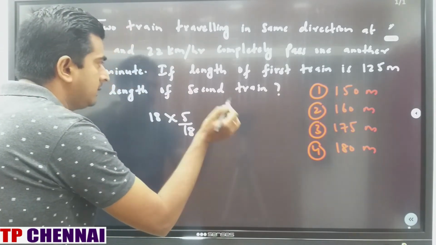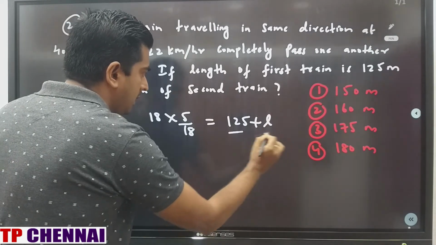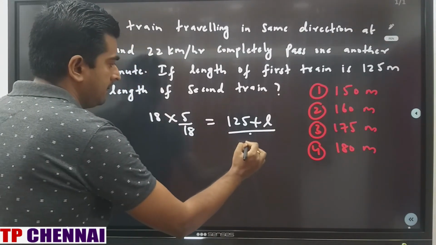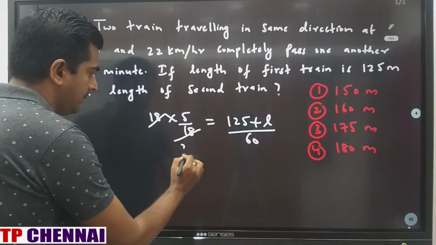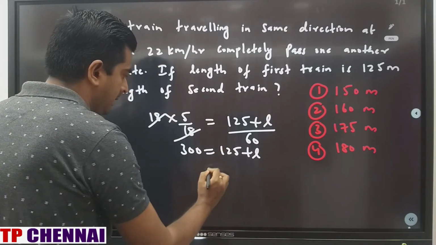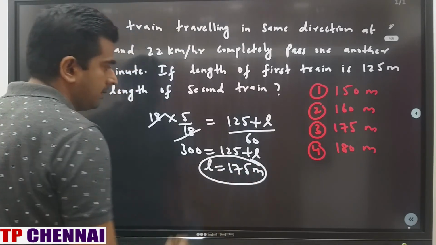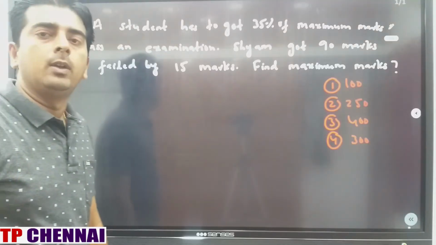Is equal to length of first train is how much? 125 plus length of second train, and what is the time? 1 minute, which is 60 seconds. Right? So 18 will go. 16 5s are 300 is equal to 125 plus length. Length is equal to 175 meter. My answer is third option. So I hope you clear with 29.